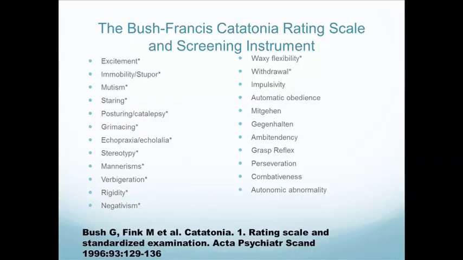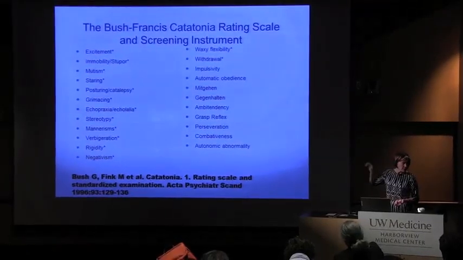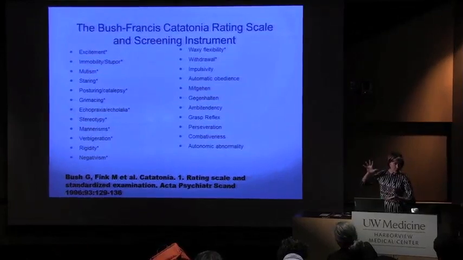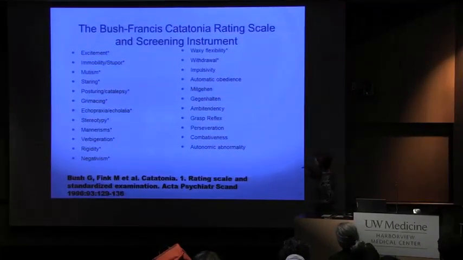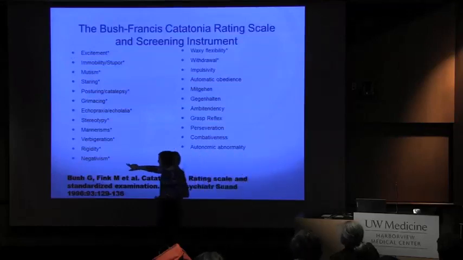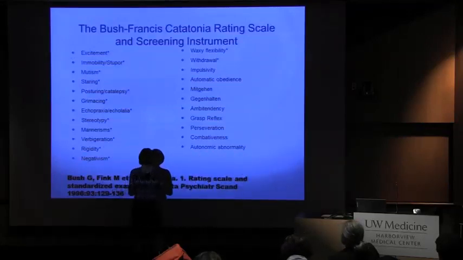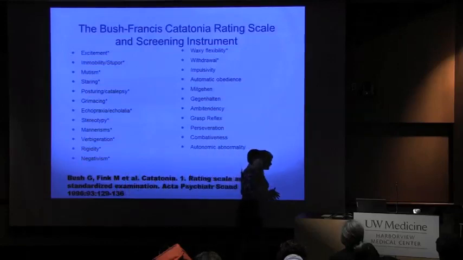When I mentioned Bush and Francis earlier, these were the godfathers of modern catatonia detection. This is the screening scale they came up with. I think there's 23 items. I have never done a full Bush-Francis on someone because it takes too long. But it's important to be aware that there's a whole bunch of things you could be thinking of for these patients. The ones that have the star by them are identified as cardinal symptoms, things classically associated with catatonia.